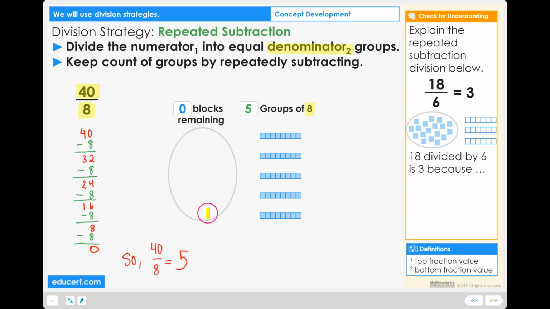So instead of having blocks on the table and putting them into groups of 8 to find out that there's 5 of them, we can use repeated subtraction to keep that same count. Just like you did on the activate prior knowledge, you subtract 8 one time, 2 times, 3 times, 4 times, 5 times until we're left with nothing. And so that tells us that 40 divided by 8 equals 5.